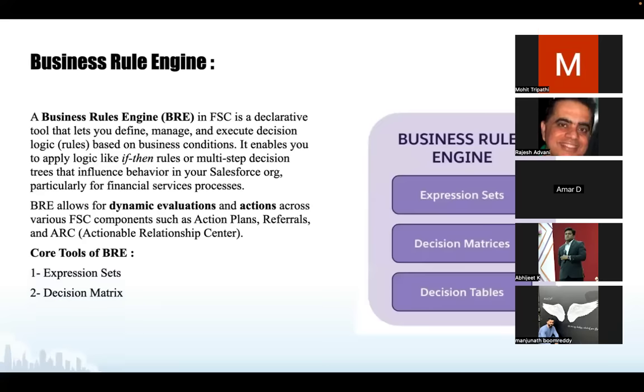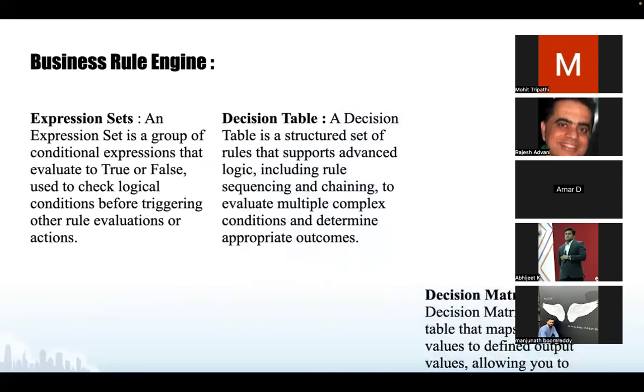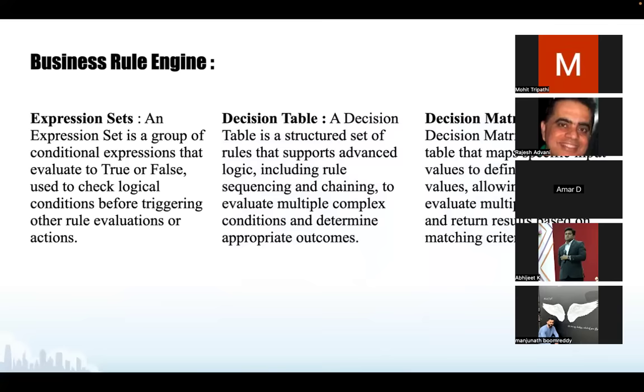There are three core elements in it, and if you see the picture, there are three core elements: expression sets, decision matrix, and decision tables. Decision matrix and the decision tables are the way we provide the data, and expression sets are the kind of tool set where we define the rules in it. Let me go by the definitions of it first, and then I will show you these things.